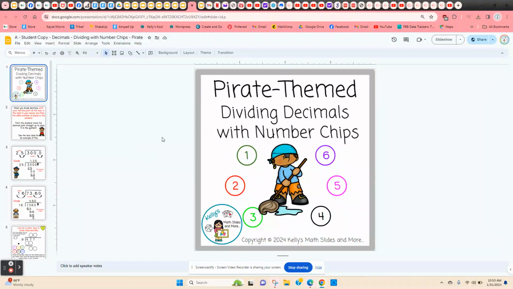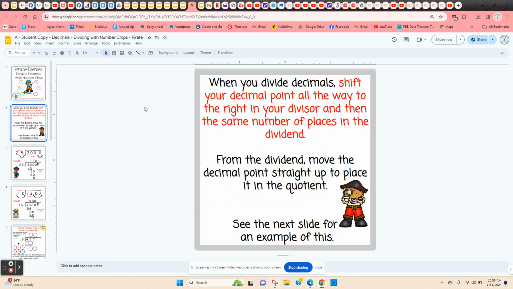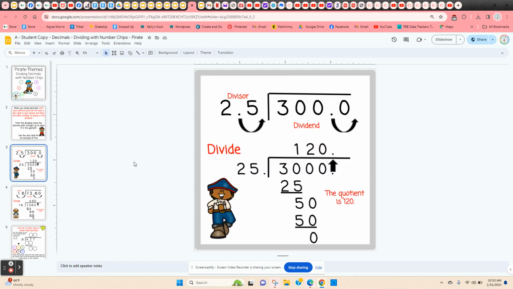Dividing decimals with number chips. This is the pirate version. It's a lot of fun for the students. They get to move these colorful chips around their screen in order to do their division. So it starts with explaining to the students how to move the decimal point before they divide. And then it gives a couple of examples.